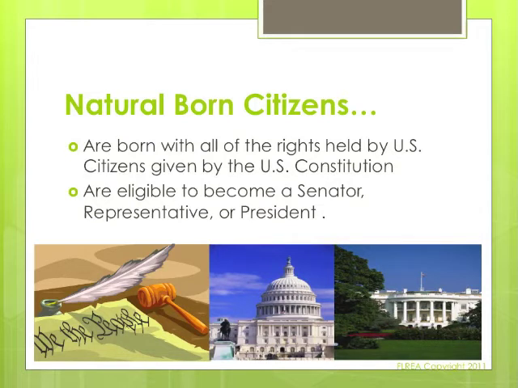All natural-born citizens are born with all the rights held by U.S. citizens given by the U.S. Constitution. So all natural-born citizens are guaranteed all the rights in the Constitution and the Bill of Rights. They are also eligible to become senators, representatives, or president of the United States of America.